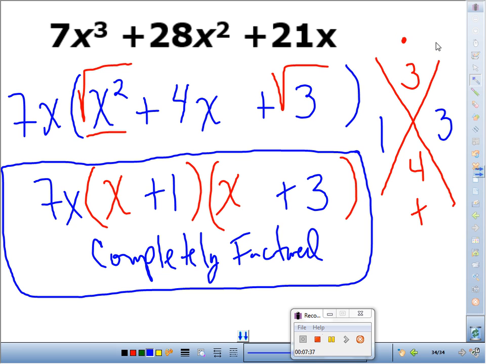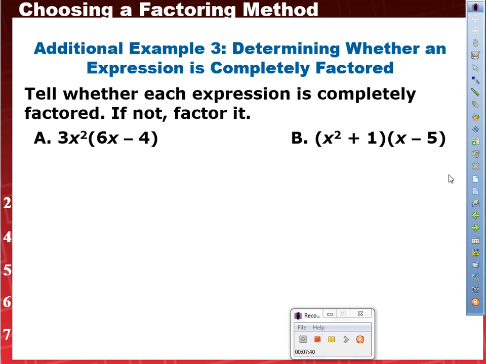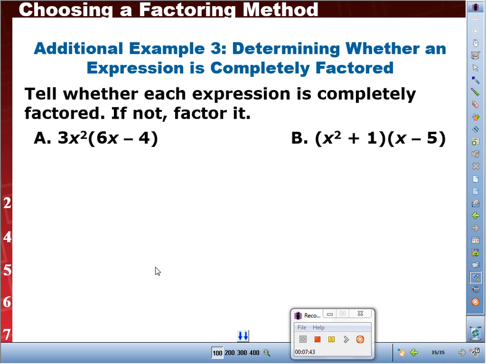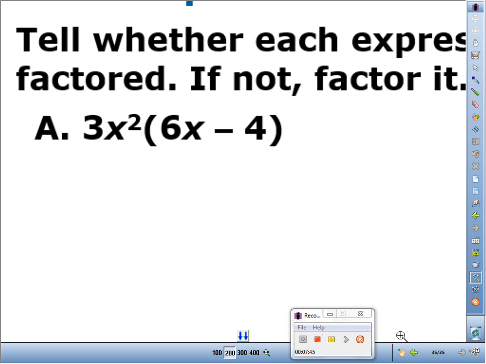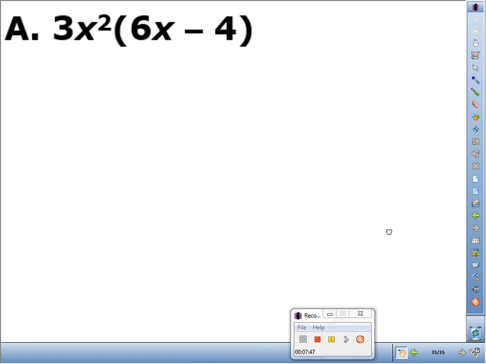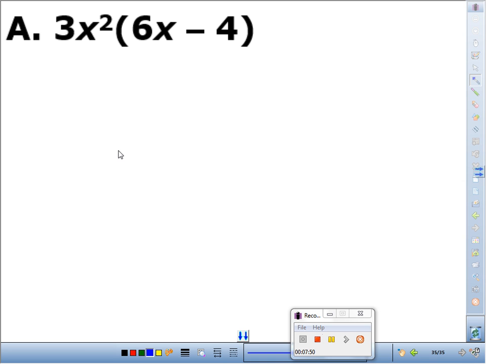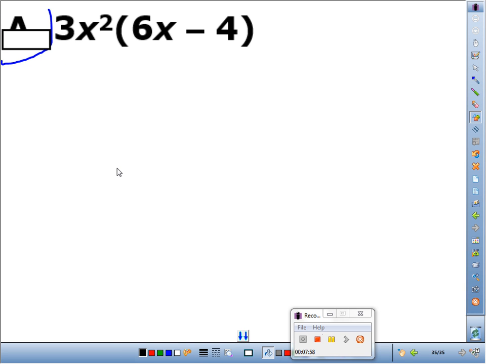Let's do another one. Example 3. Copy this one, please. And right now we're going to copy example 3A. Yeah, example 3A: 3x squared times the quantity 6x minus 4.